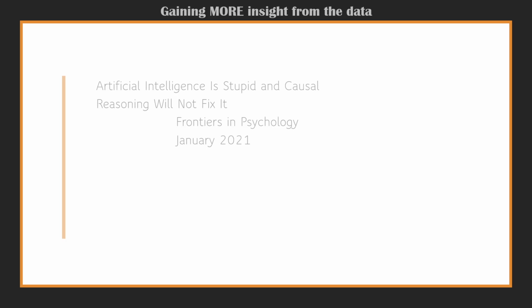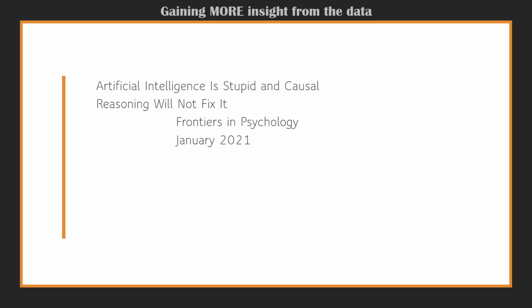We put the data within our analysis, and the system told us about the correlation between these two facts. And we are saying, I absolutely refuse to accept that. "Artificial intelligence is stupid, and causal reasoning will not fix it." Frontiers in Psychology, January 2021. So we're not the only ones who are frustrated.